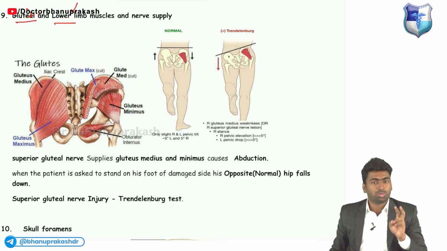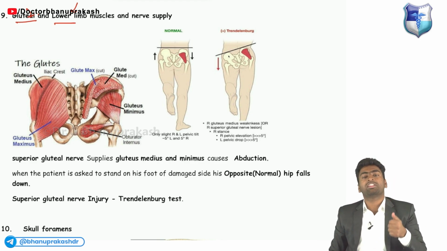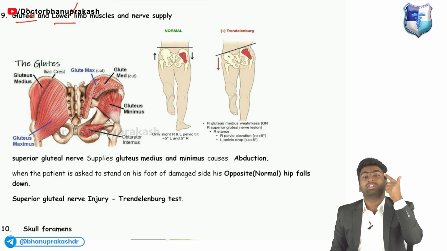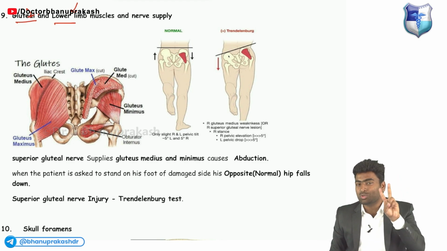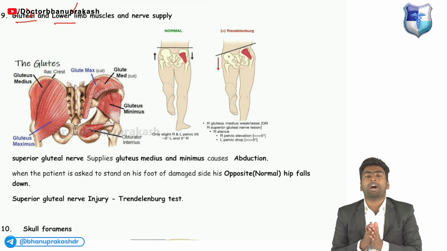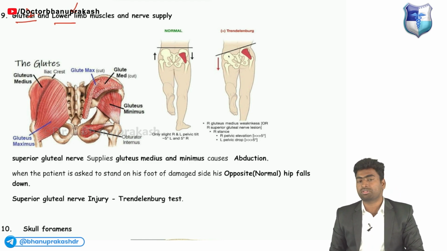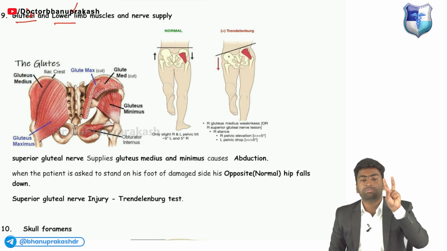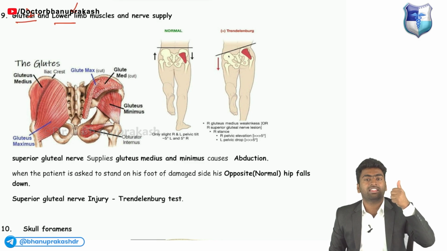And next, if you see this next topic, it is also one of the most important ones. Here you need to remember two things. One is the superior gluteal nerve. Remember, the superior gluteal nerve supplies gluteus medius and gluteus minimus. Both of them are the abductors of the hip.